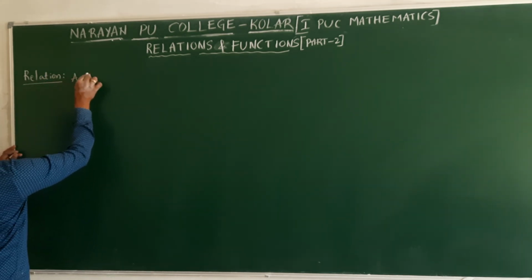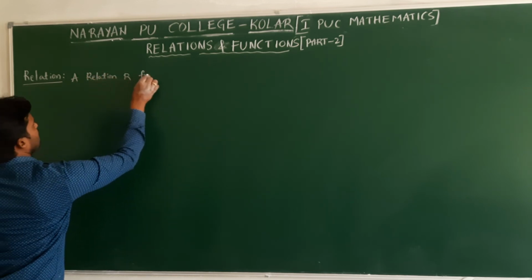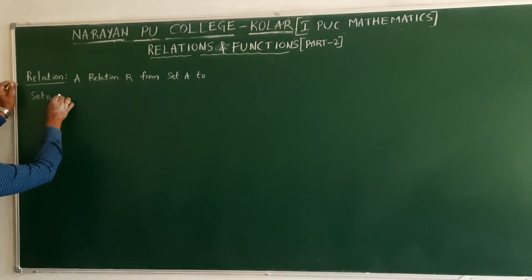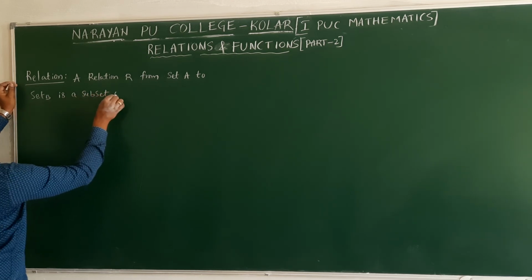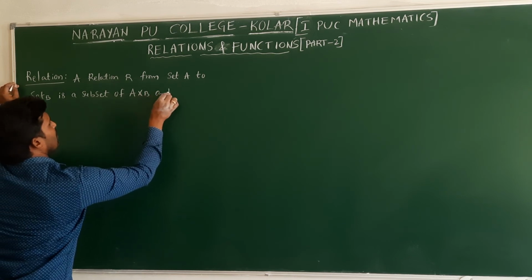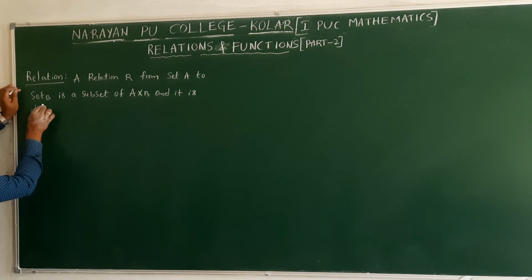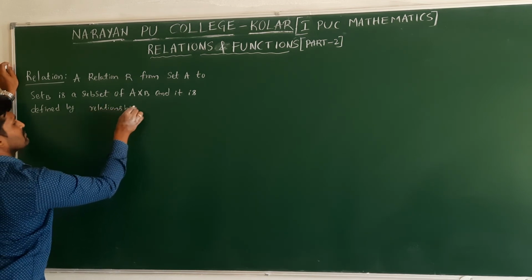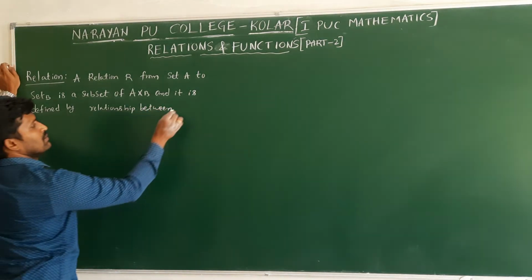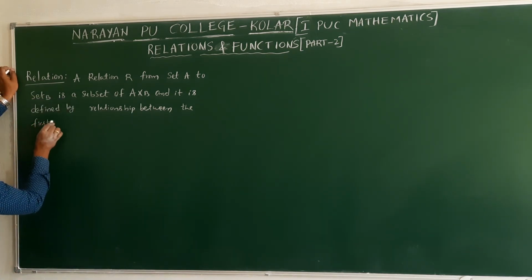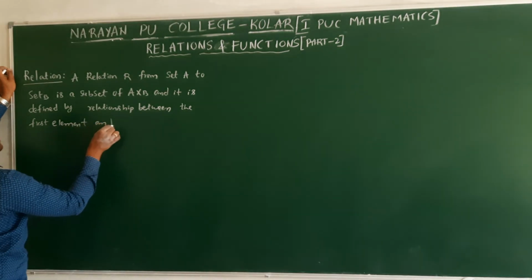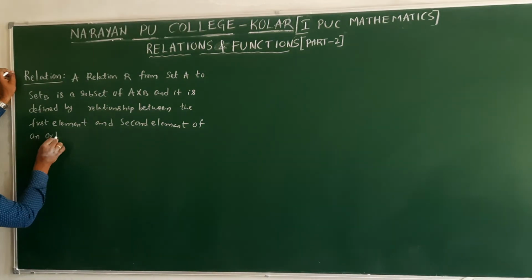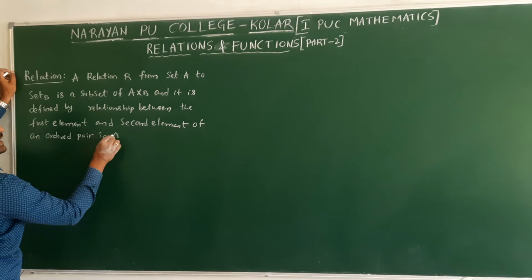A relation capital R from set A to set B is a subset of A cross B, and it is defined by the relationship between the first element and second element of an ordered pair in A cross B.